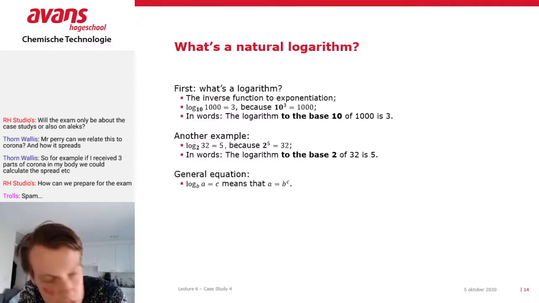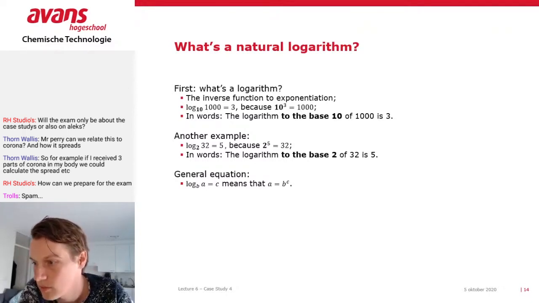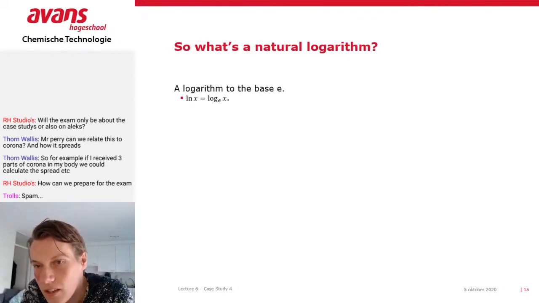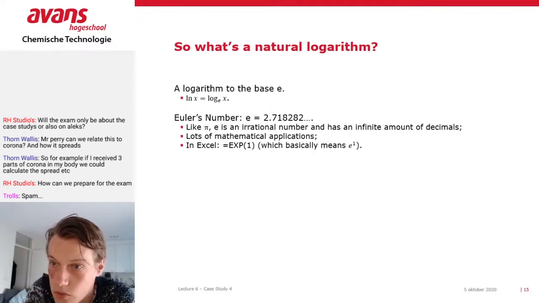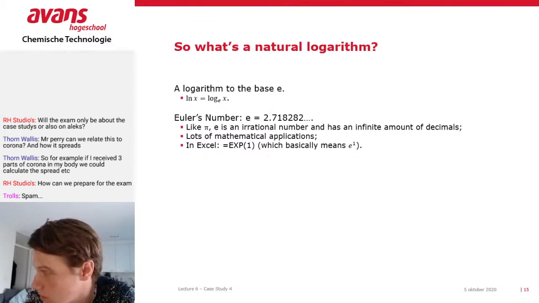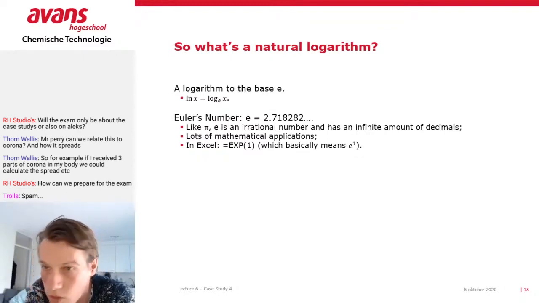And you can have a general equation: the logarithm to the base b of a equals c. That means that a equals b raised to the power c. And what's the natural logarithm? The natural logarithm is the logarithm to the base e, where e is Euler's number, which is like pi. It's an irrational number, 2.718282, etc. It has an infinite amount of decimals. You don't really have to know the exact number, but in Excel you can just use the equals sign, exp(1), and then you've got e raised to the power 1, which is basically your e.